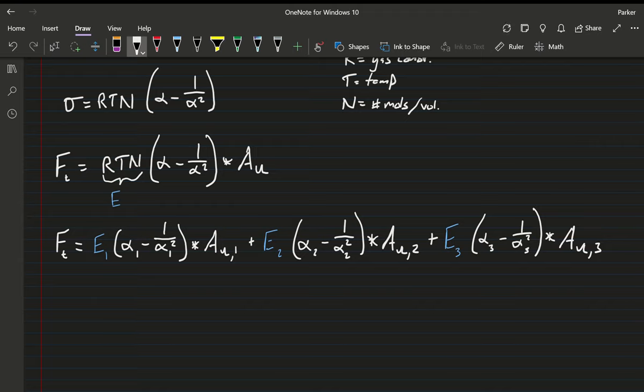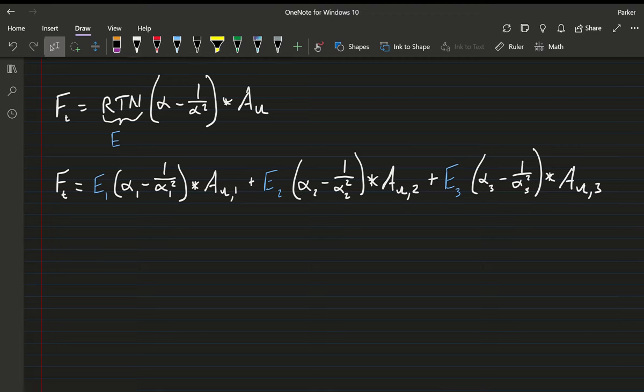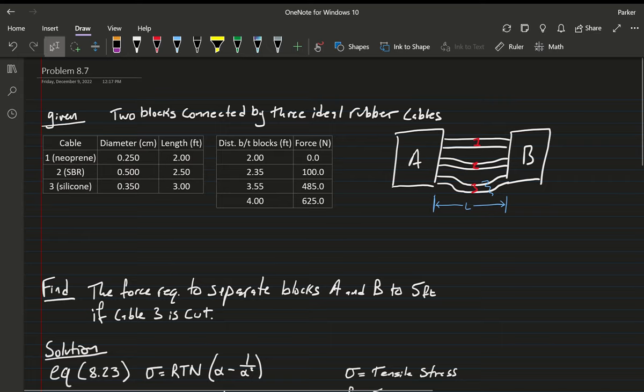Okay? So we have this set of equations here, and we'll look back into the table that we're given, and we see that we have a distance between all these cables. We have cable 1 is 2 feet, cable 2 is 2.5 feet, cable 3 is 3 feet, and I want to bring some light to a couple of different things. We have a few different units here. We have centimeters and feet, and then we have force in newtons. So we'll want to make sure that our units are all similar, of course.